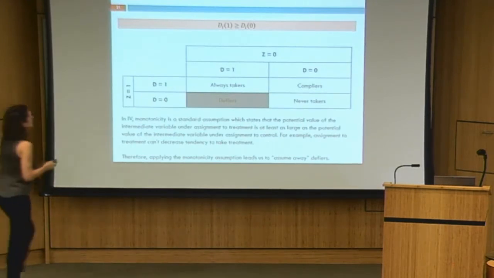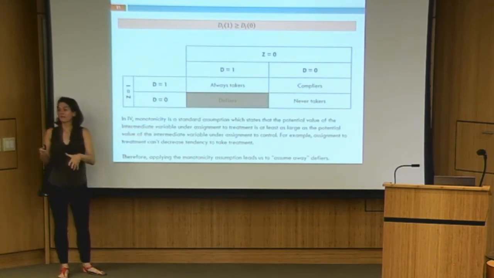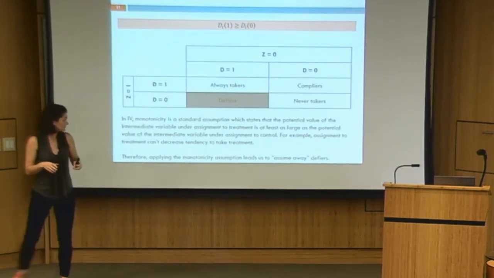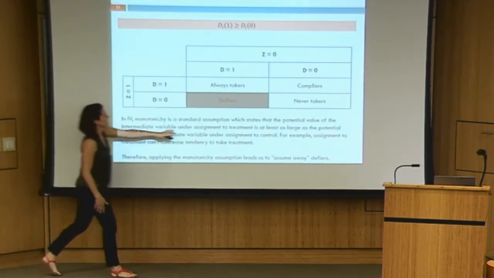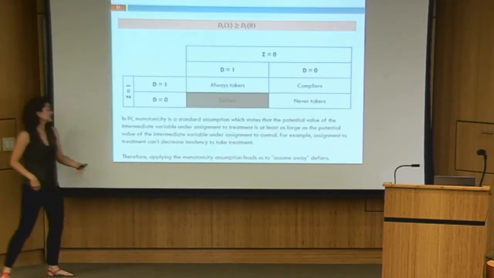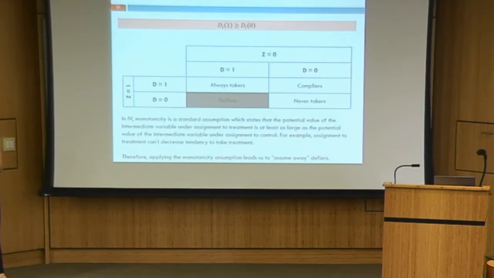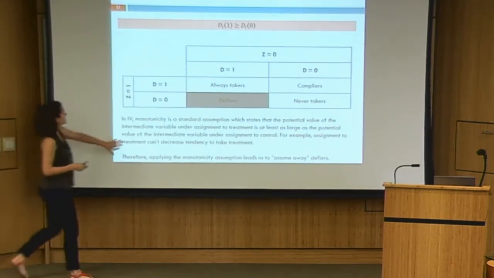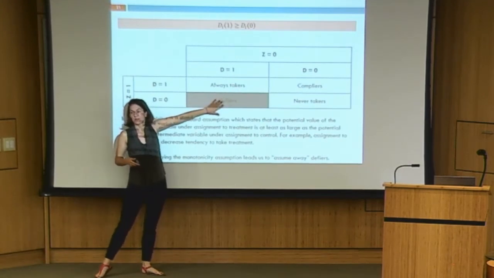The first thing we're going to do is apply an IV or monotonicity assumption. This is our standard assumption stating that the potential value of the intermediate variable under assignment to treatment is at least as large as the potential value of the intermediate behavior under assignment to control. What does that allow us to do? That allows us to get rid of our defiers.